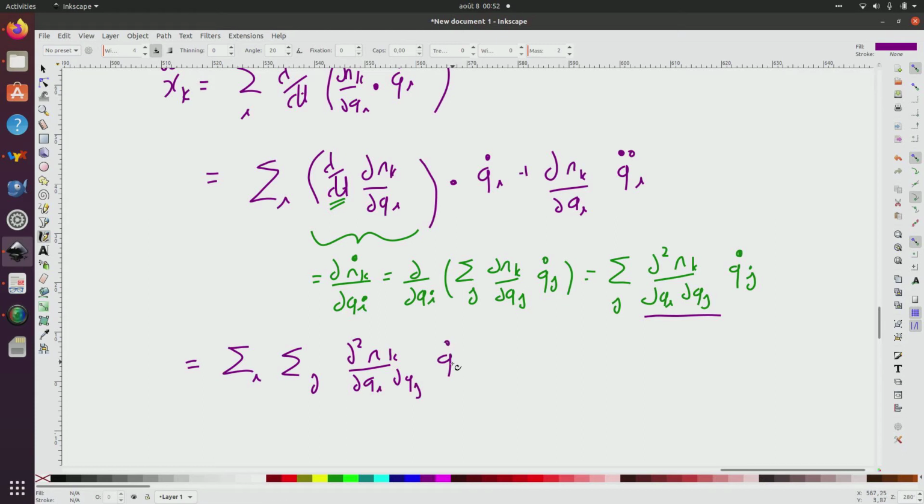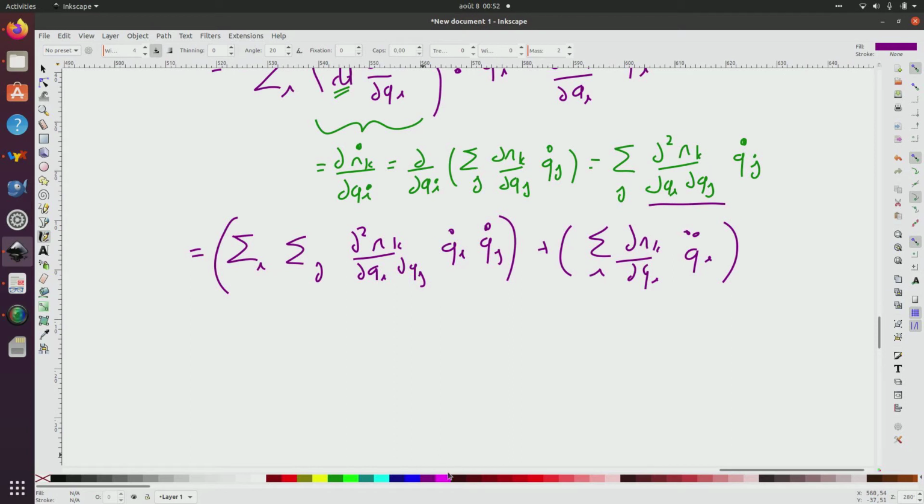Multiplied by this product, plus, so this is the first part of the sum, plus the second part, q dot dot I. Okay, and if I can write this in a vector form, because I note that this is one of the components of the Hessian matrix, so I can rewrite like this.